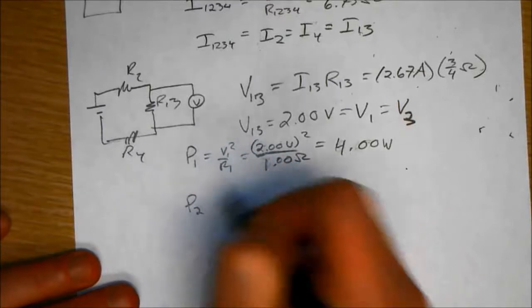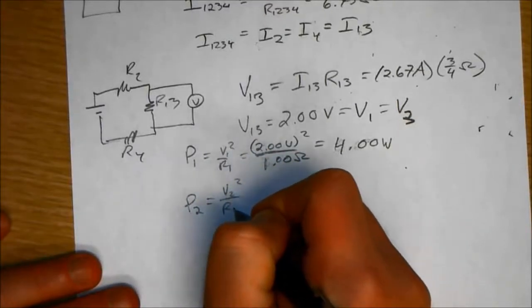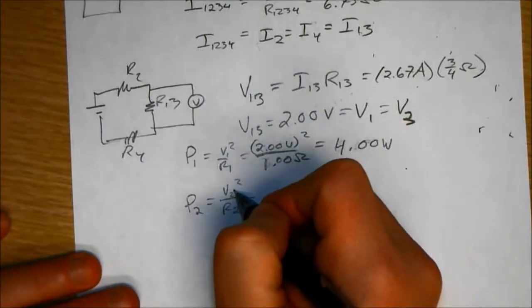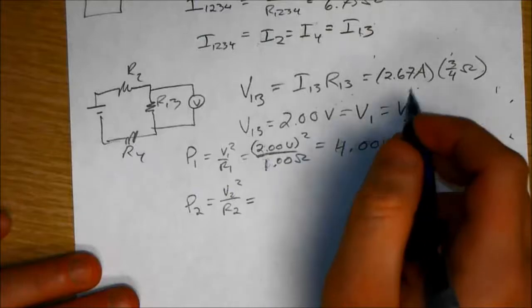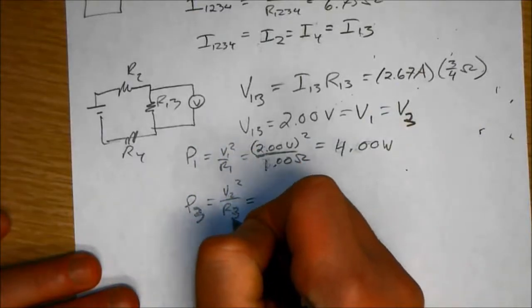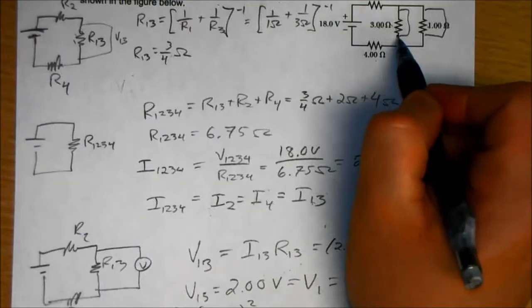Now in resistor 2, again, V2 squared over R2. So again, that's 2 volts because the voltage across resistor 2 is the same as 3. The voltage across resistor 3 is the same as the voltage across resistor 1.